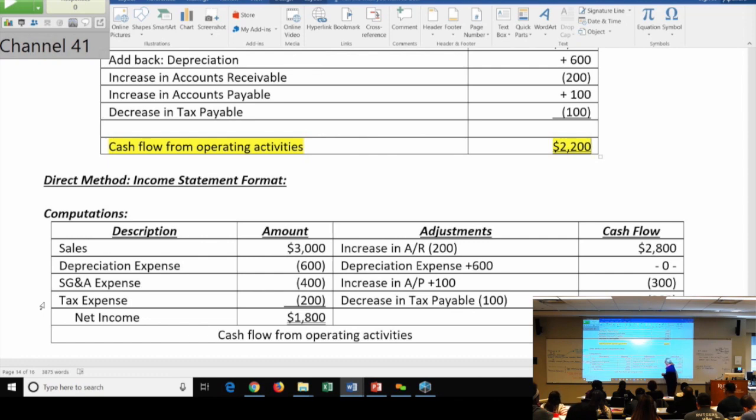This is a worksheet. So what I'm going to do is I'm going to take sales, and I'm going to subtract out the increase in accounts receivable, which gives me what? The cash collected from customers. You don't see that when you apply it against aggregate net income, but when you take each line item, you convert sales to cash collected from customers, $2,800. Depreciation expense, most people tell you just ignore it, but what you're doing in effect is taking the 600 and adding it back.